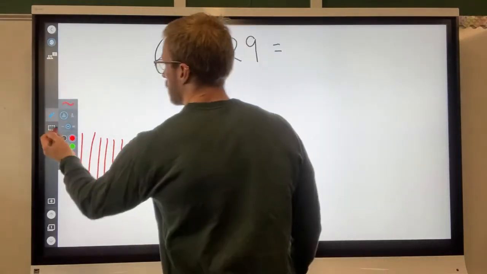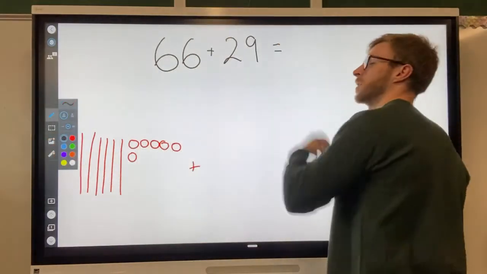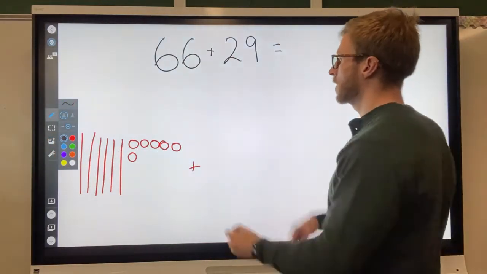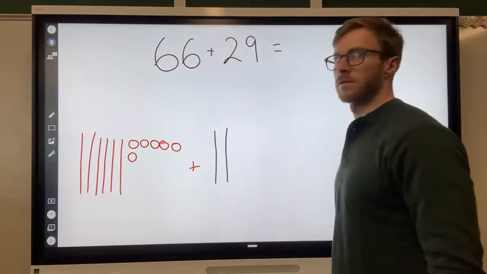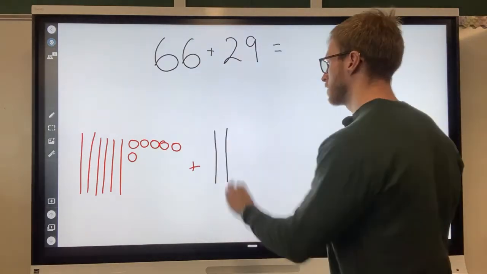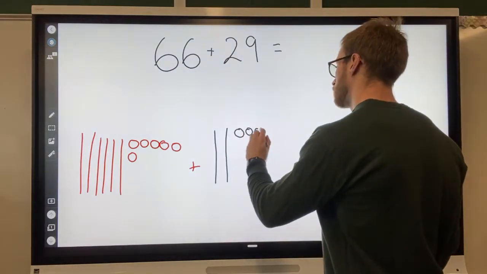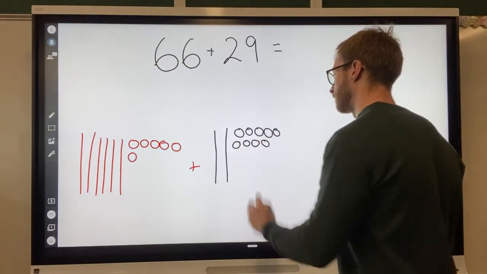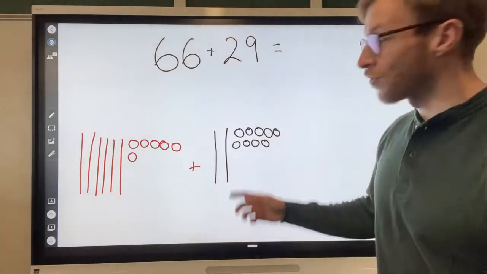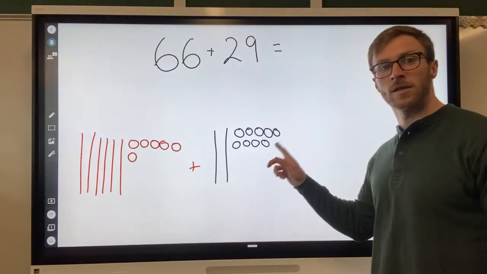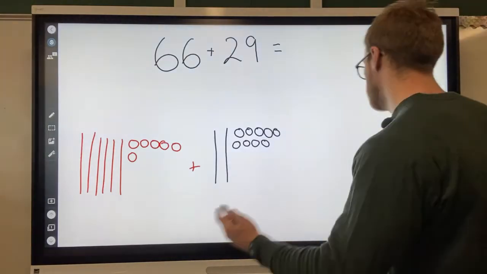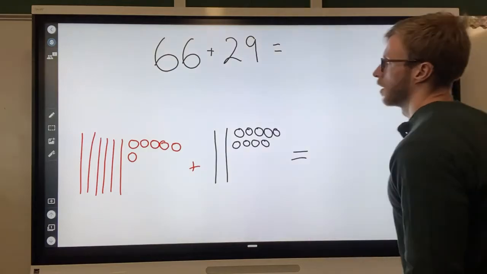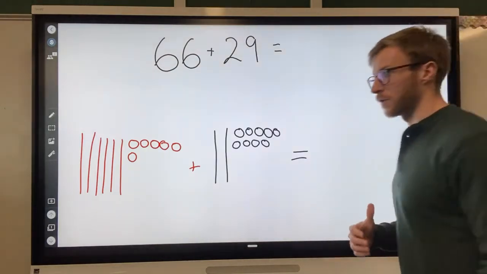Plus, now I come over here and I have to draw 29 in picture form. I see 2 tens. I draw 2 tens. I see 9 ones. I'm going to draw 9 ones. 5, 6, 7, 8, 9. Okay. Now I'm guessing I'm probably going to be making another group of 10 here because I only need 1 more. But let's see. All right, we're adding our tens first.